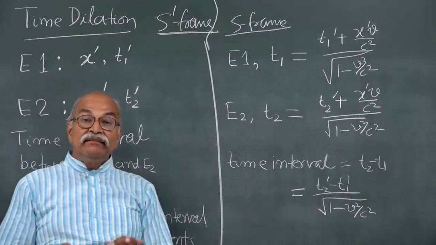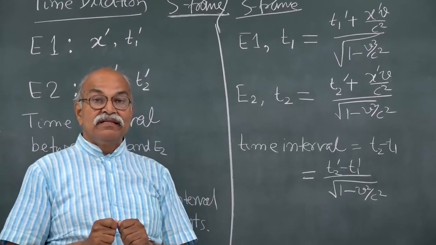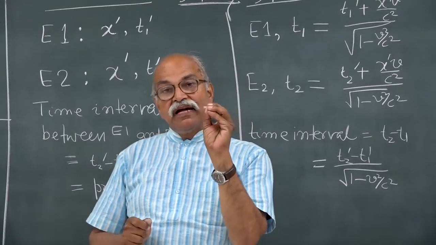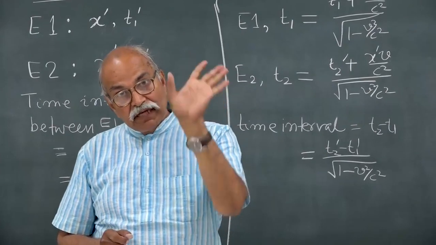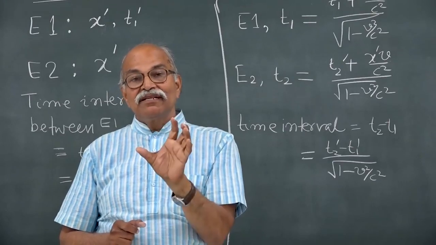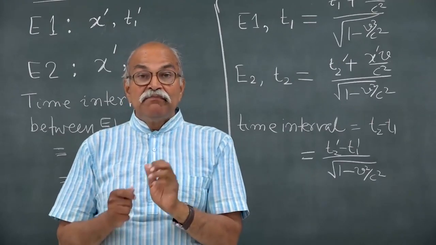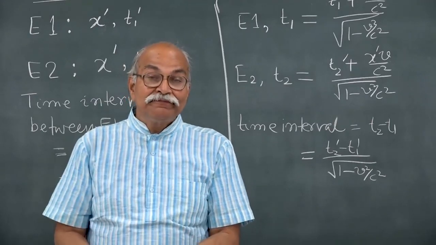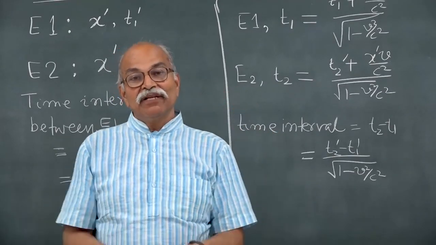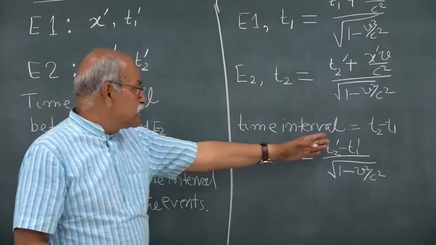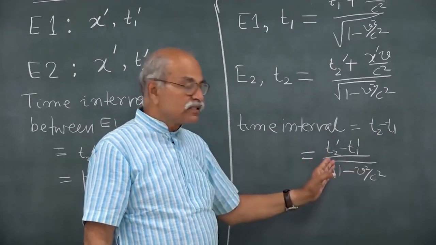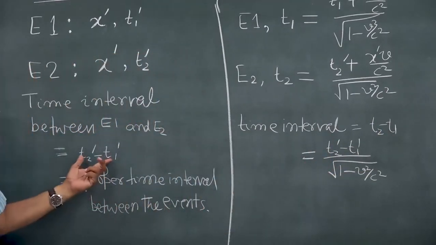So, the time interval between two events is also relative. If I have put on a bulb and after some time I have put that bulb off, how much time the bulb was on, that time interval is also relative. If I am measuring from one frame, it is something else. If I am measuring it from some other frame, it is something else. So, this is the relation: T2 minus T1 is equal to T2 prime minus T1 prime divided by this. And what is T2 prime minus T1 prime?